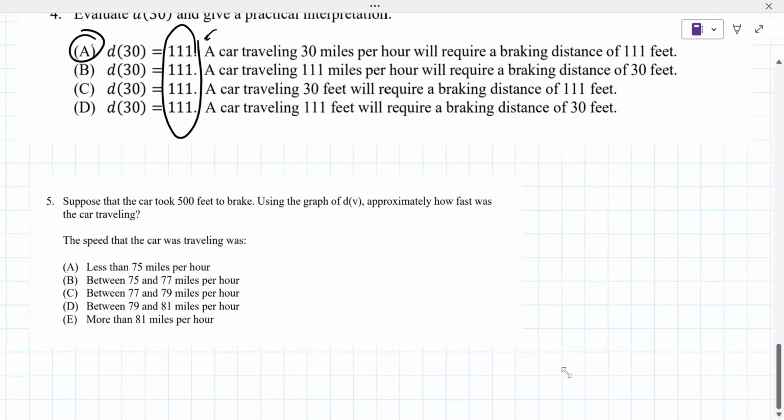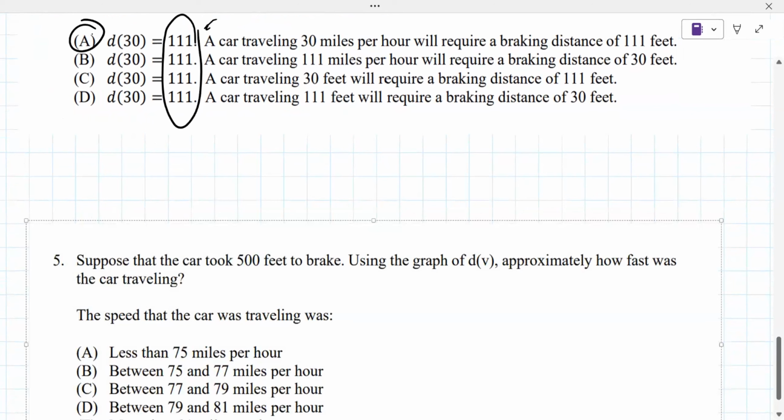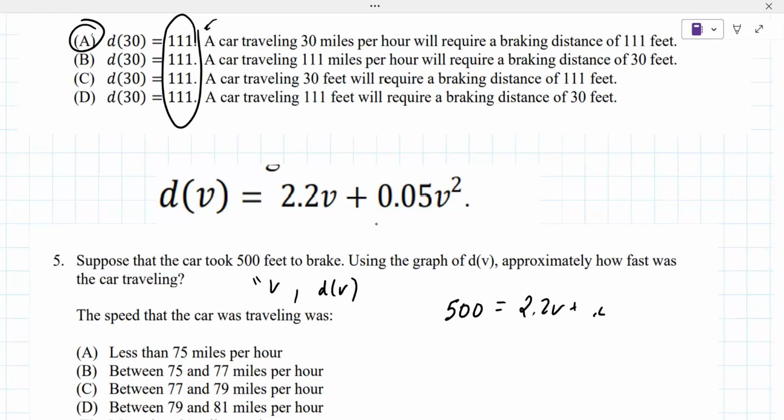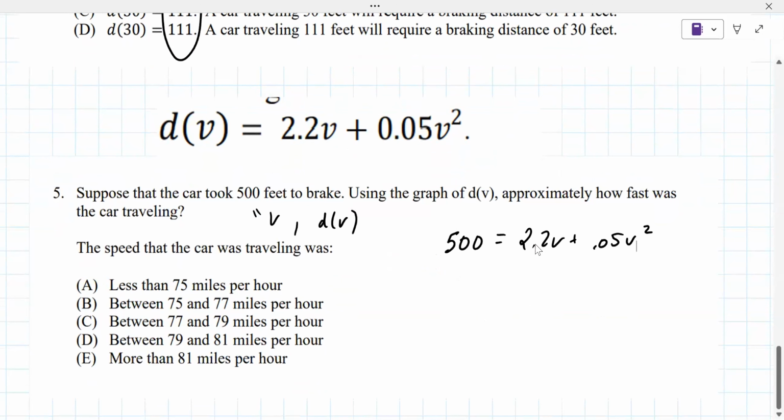So it says suppose that the car took 500 feet to brake using the brake formula here. So what you have to decide is, is the 500 the v, or is it d of v? Yes, so you're saying 500 equals 2.2 v plus 0.05 v squared. To solve this, you have some options. You can graph, which is what I would do. You could use the quadratic formula. I don't think you can factor.